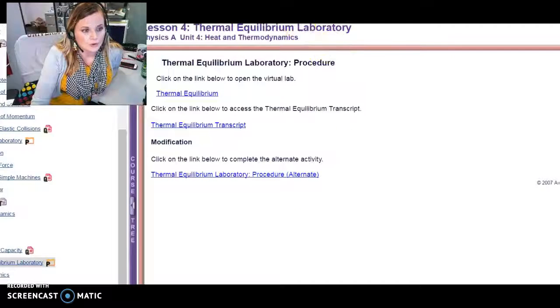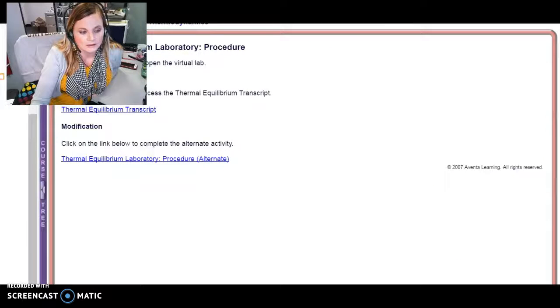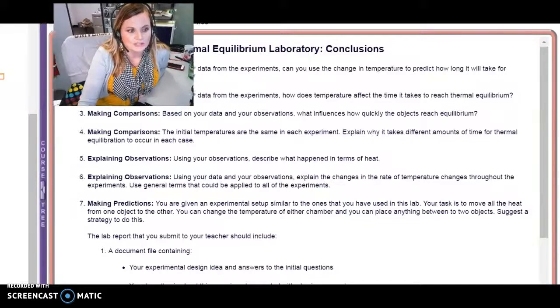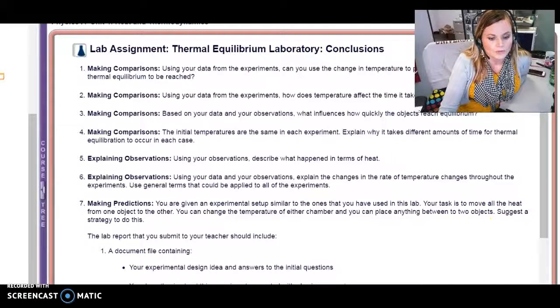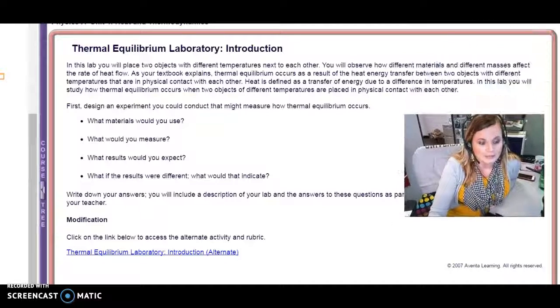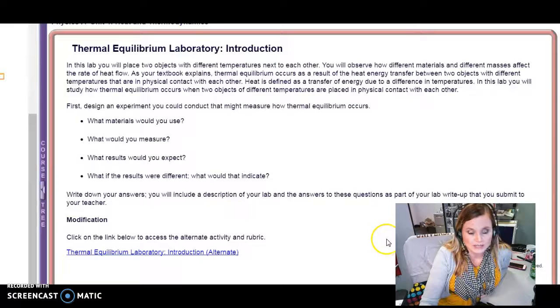Going back to your lesson, keep in mind that just like with most of your portfolios, and I'm sorry I went the wrong way here, you do have to begin with a hypothetical for this one. So your hypothetical experiment, it says, in this lab you will place 2 objects with different temperatures next to each other. You will observe how different materials and different masses affect the rate of heat flow.